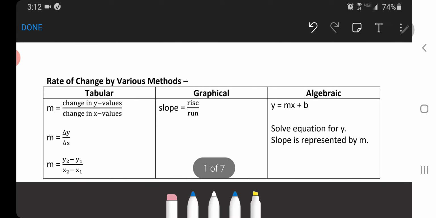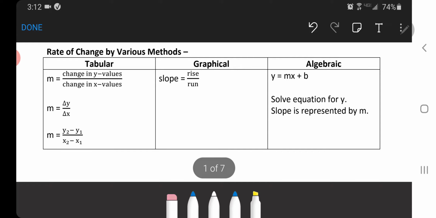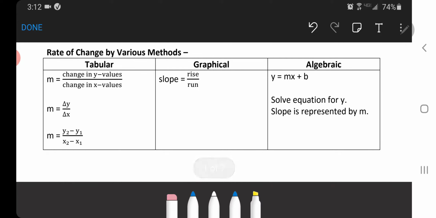Okay. And once again, our different various methods of finding our slope. We've done this in other lessons, but once again, changing y values over your changing x values. Y2 minus y1 over x2 minus x1. If you're given a graph, you can do slope equals rise over run. Algebraically, if you're in slope-intercept form or point slope form, you're pretty much given the slope if you just look at the value of the number in front of the variable x. And it's not always going to be x, but just in front of that variable.